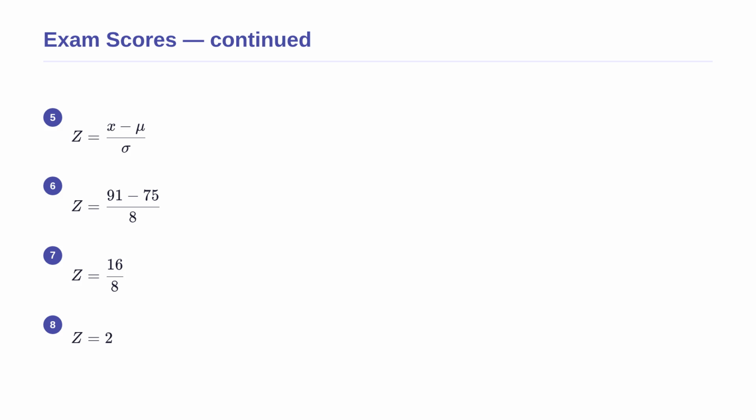Subtracting 75 from 91 gives us a numerator of 16. This tells us the student needs to score exactly 16 marks above the class average. Finally, we divide that raw distance of 16 by the standard deviation of 8. The result is exactly 2. This means a score of 91 is exactly 2 standard deviations above the mean, giving us a standardized measure of how exceptional this score is.